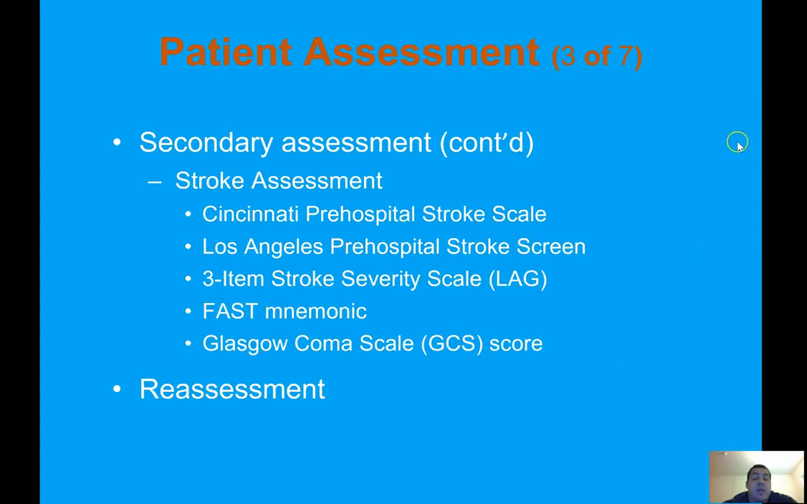So stroke assessment: Cincinnati Pre-Hospital Stroke Scale, Los Angeles Pre-Hospital Stroke Scale, 3-item stroke severity scale, FAST mnemonic, Glasgow Coma Scale, GCS score. So the Cincinnati stroke scale is going to be your facial droop, your arm drift, and equal grips. Okay, so it's basically a three part assessment. Your FAST mnemonic is what we use. Okay, and then your reassessment.